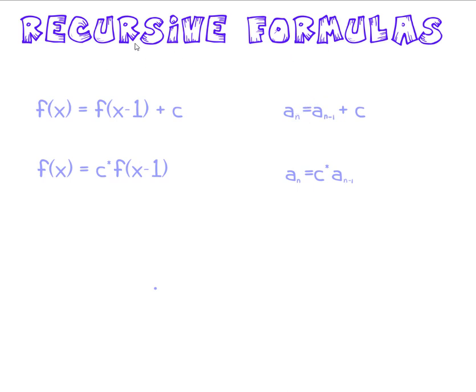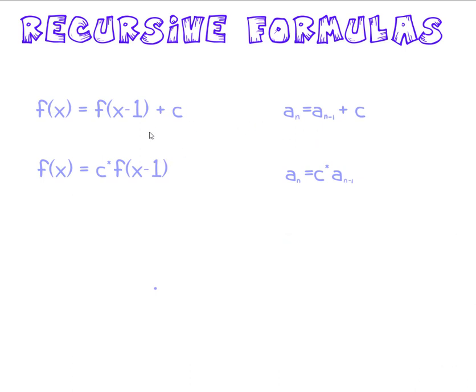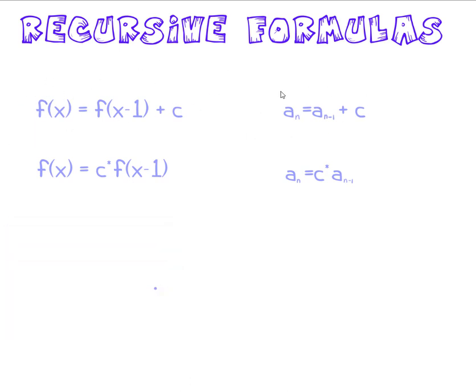So when we're talking about recursive formulas and recursive functions, there are two different notations for it. When I grew up, I used this notation a lot. This one is another one that you'll see often as well. They both mean the same thing, they just look different. This one uses f of x, and this one uses a sub n and a sub n minus 1. The whole point is you have f of x here.